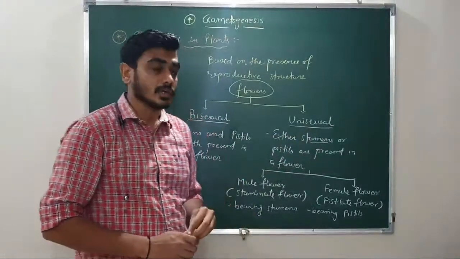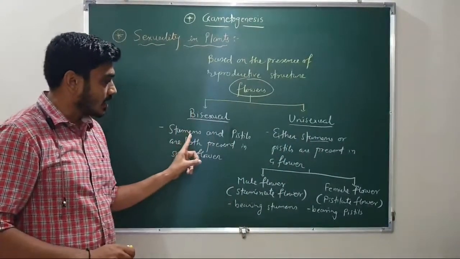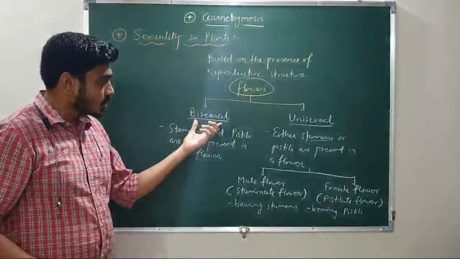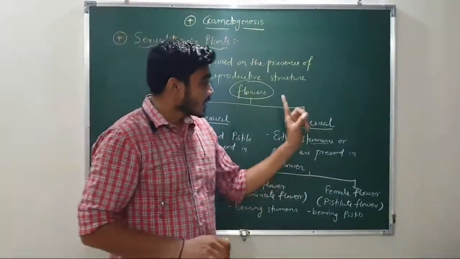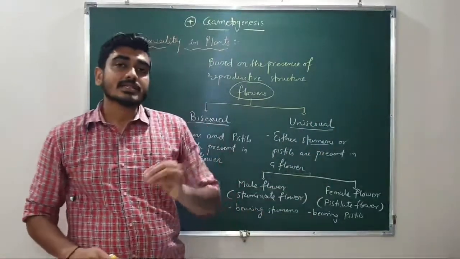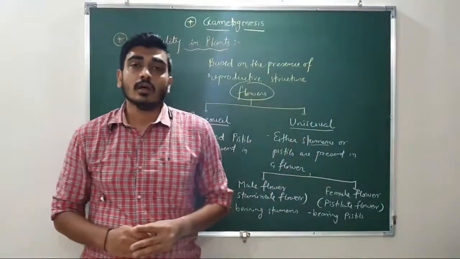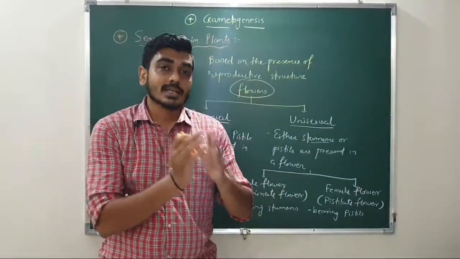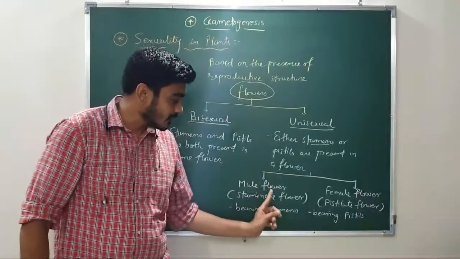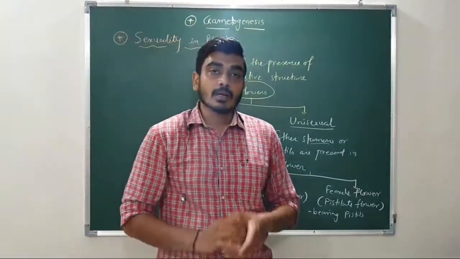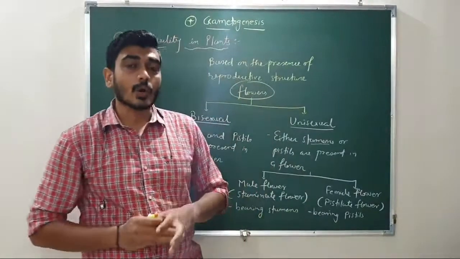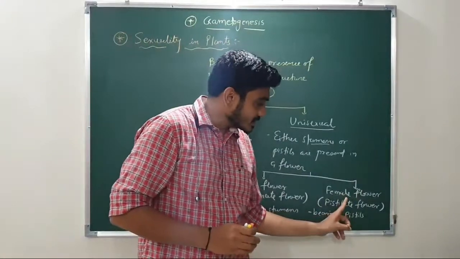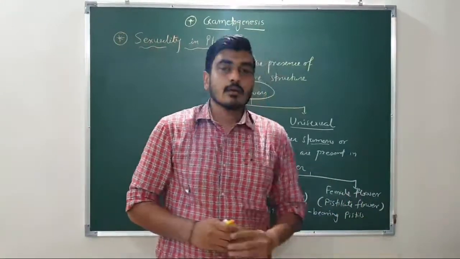Okay, so based on the presence of reproductive structures on the flower, flowers are classified into two categories, bisexual flower and unisexual flower. Bisexual flowers mean stamens and pistils are both present in the same flower. But if either stamen or pistil is present, then they are considered unisexual flowers. If the flower bears only the male reproductive structure, the stamen, it is a male or staminate flower. If it bears only the female reproductive structure, the pistil or carpel, it is a female or pistillate flower.